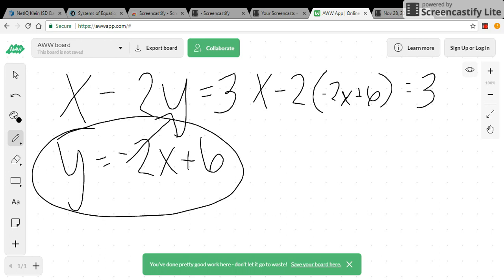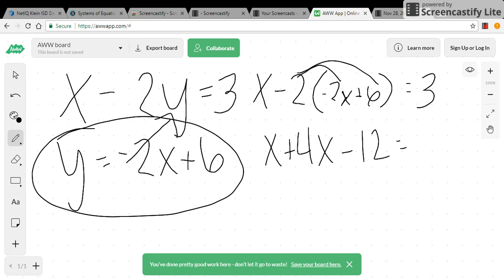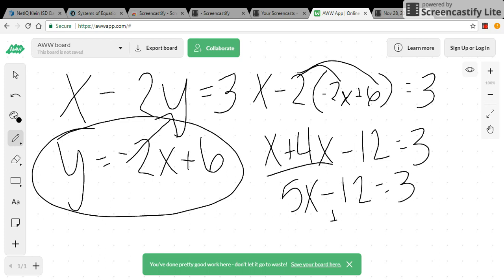First step is I need to distribute. So I have x. Negative 2 times negative 2x is a positive 4x. Negative 2 times a positive 6 is a negative 12 equals 3. We're going to combine like terms. So I have 5x minus 12 equals 3. I'm going to add 12 here, add 12 here. I get 5x equals 15. And we're going to say x equals 3.